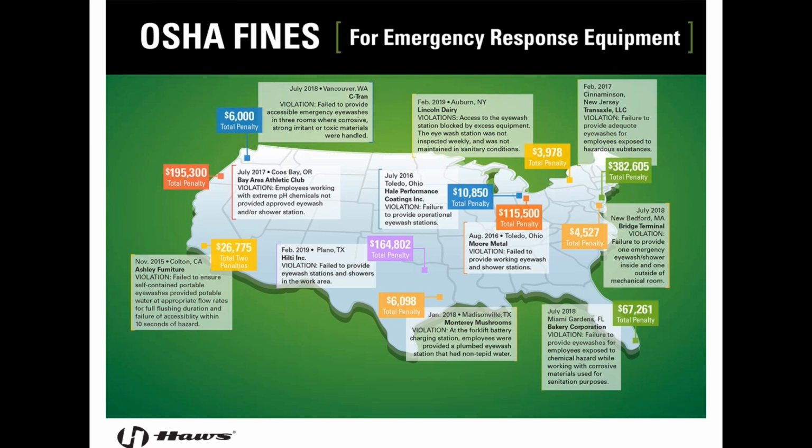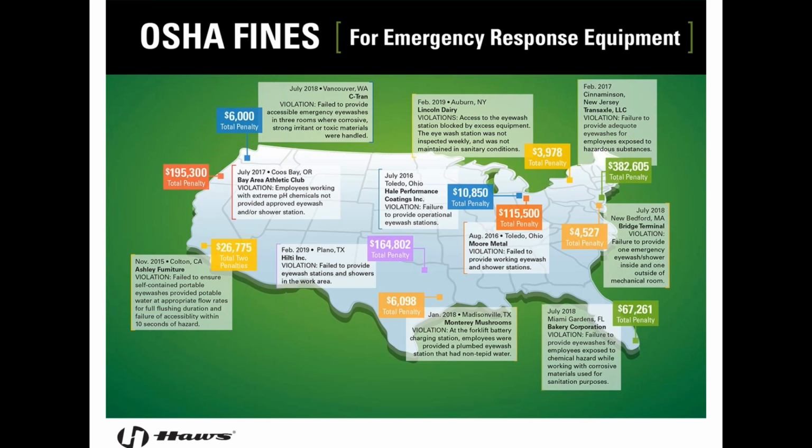And when you think about the cost of emergency equipment, putting it in place, suffering a fine like that isn't easy for a lot of companies. That'll close the door in some places. So investing a couple thousand dollars in an emergency shower, getting it plumbed, getting it in place can help to prevent these numbers that you see here, which can be pretty scary. Over on the left-hand side, almost $200,000. This is in Coos Bay, Oregon. This is in 2017. This is Bay Area Athletic Club.